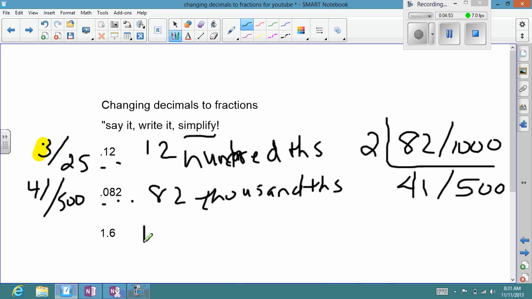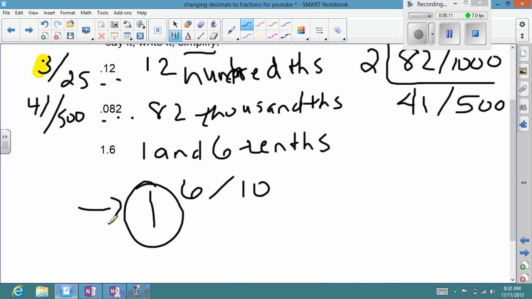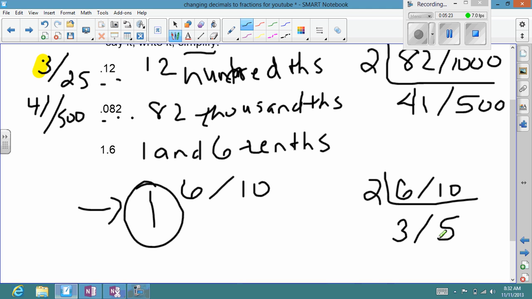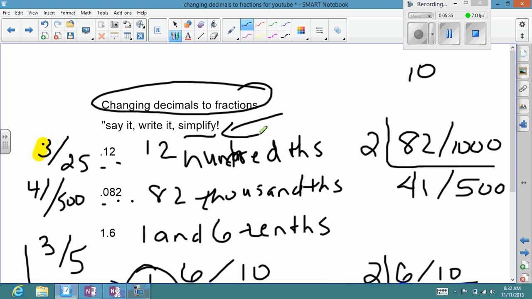Okay, last one. 1 and 6, 1 place, tenths. I look at this and I'm going to write 1 and 6/10. Now I'm not going to mess with the 1 because it's a whole number, it's not going to change, but that 6/10 can be simplified. So 6/10, 2 divides into that, so I put 3 and 5. So 1 and 6/10 is equivalent to 1 and 3/5. So once again, to recap, when you change a decimal to a fraction, you say it, write it, simplify.